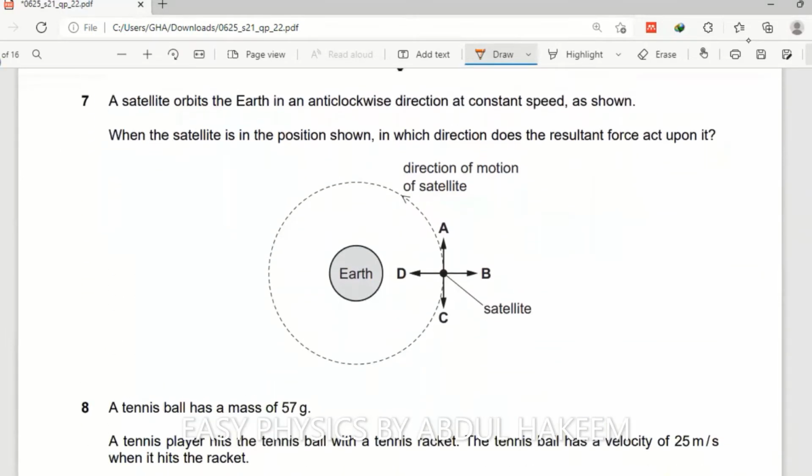Next, a satellite orbits the Earth in an anti-clockwise direction at a constant speed as shown. When the satellite is in the position shown, in which direction is the resultant force? The resultant means the force which is producing acceleration. In circular motion, the centripetal force is unbalanced, which is the resultant. It acts towards the center of the circle. So D is the option.